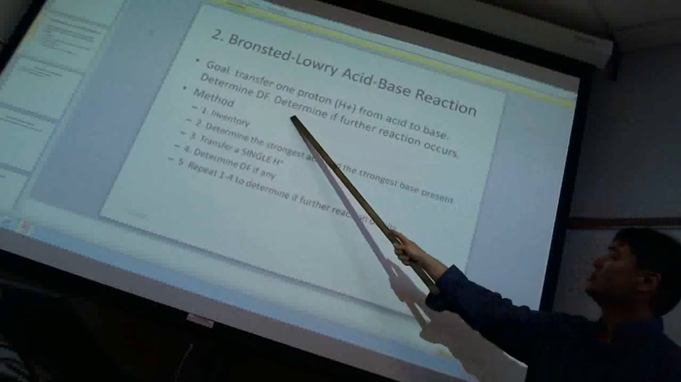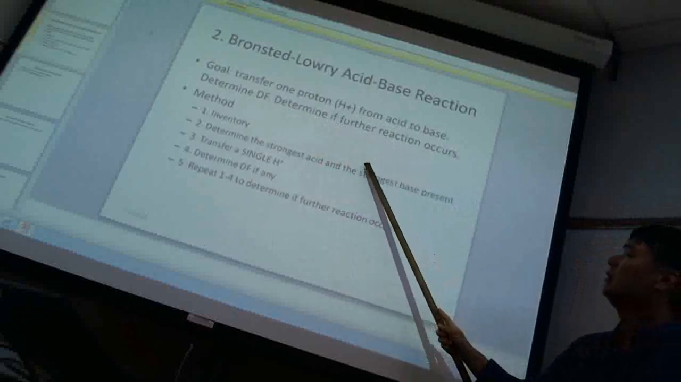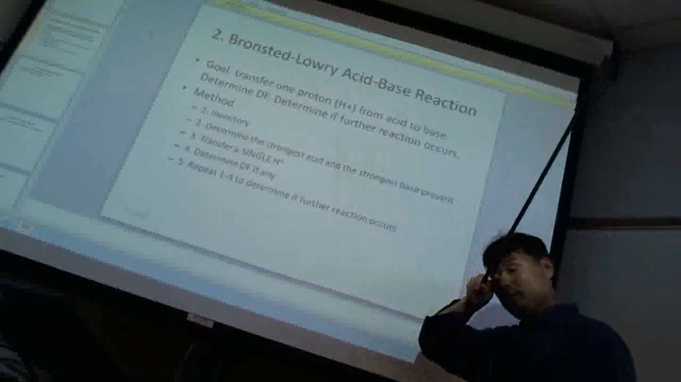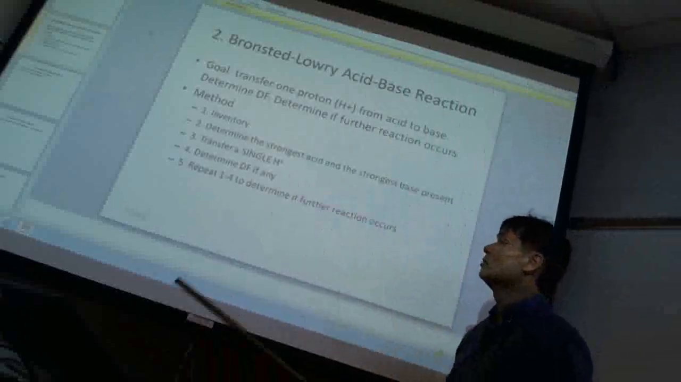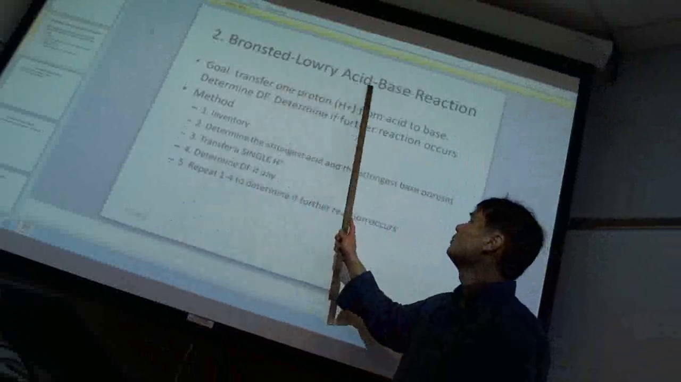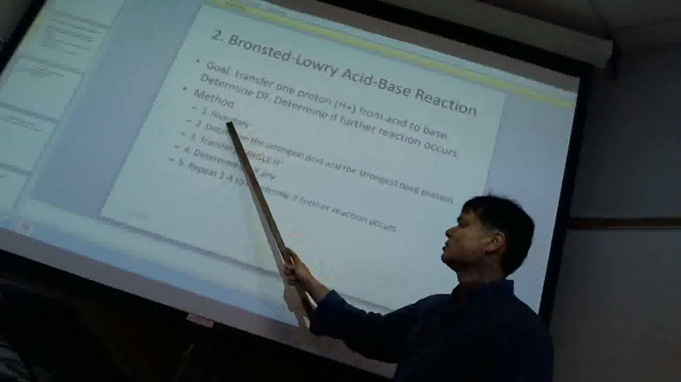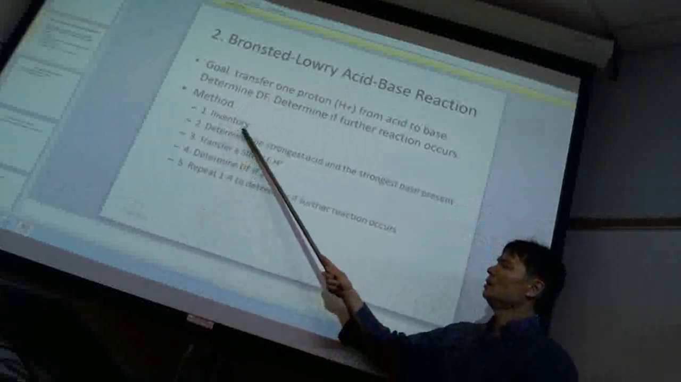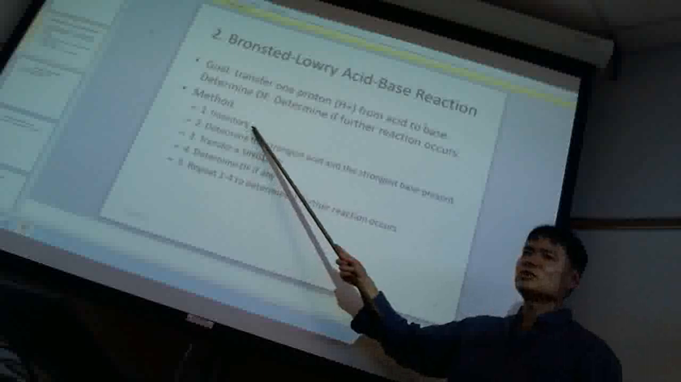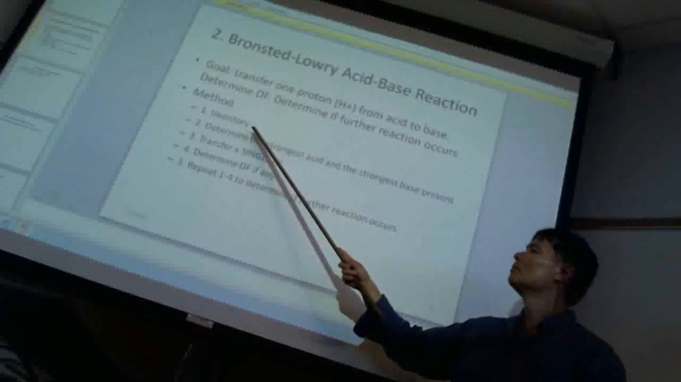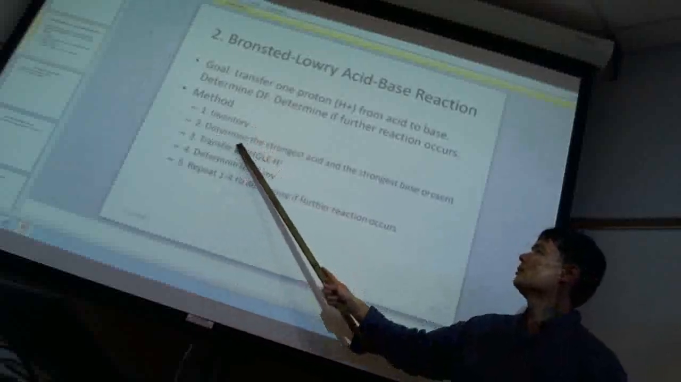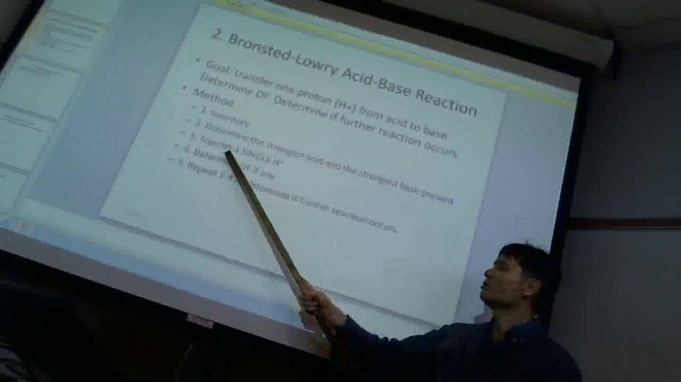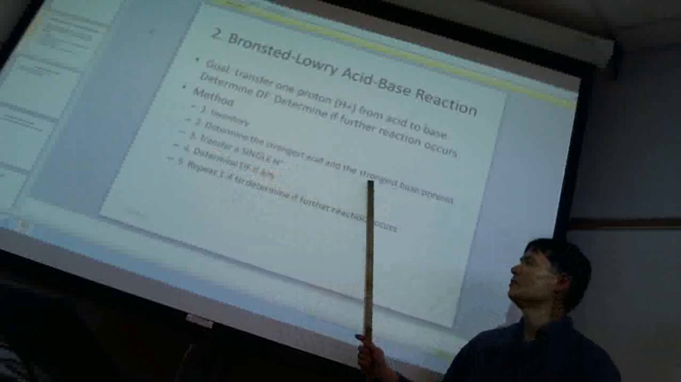And then we determine if there's a driving force present, and then we look at whether further reaction occurs. That is, maybe it's a diprotic, maybe a triprotic, maybe there's further reaction. The method for dealing with Bronsted acid-base reactions is to inventory the solution. Inventory is just to use solubility and electrolyte properties to determine what the major species in solution are. And then we determine the strongest acid present and the strongest base present. And then we transfer a single proton from the acid to the base.